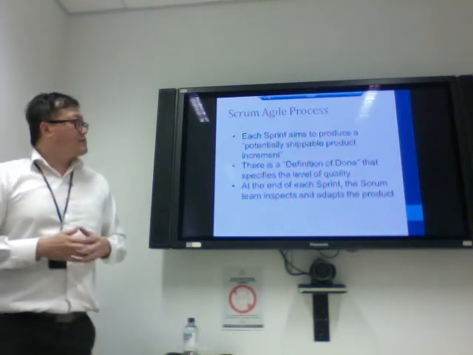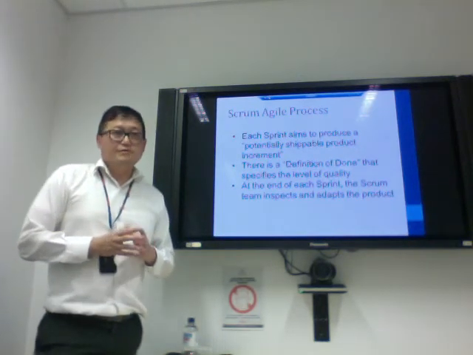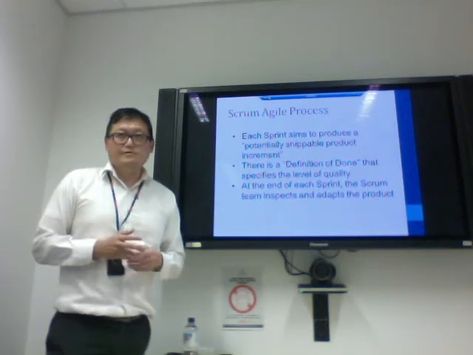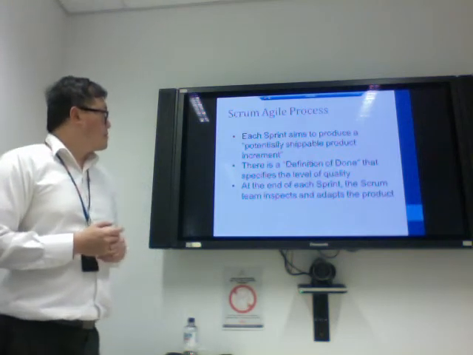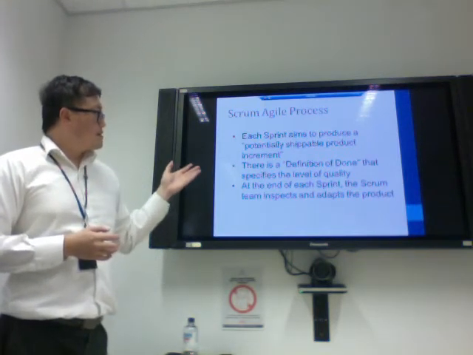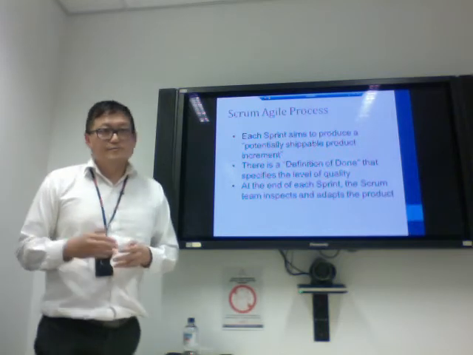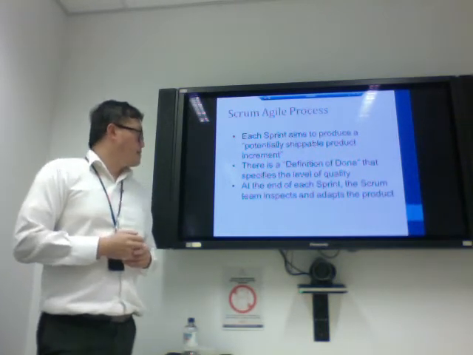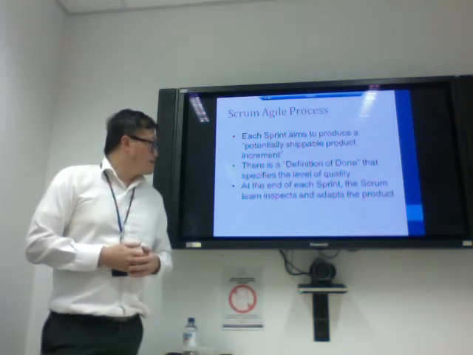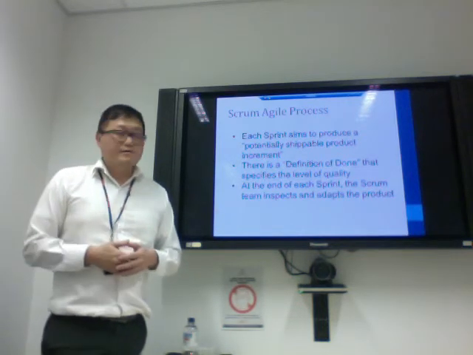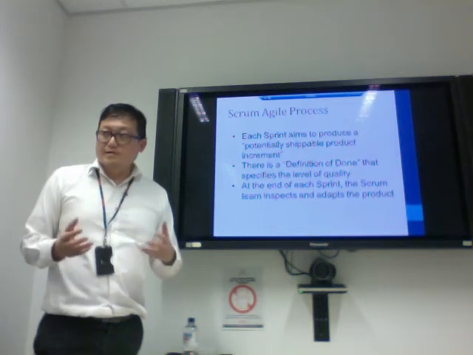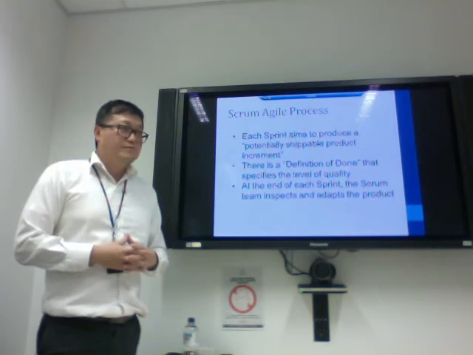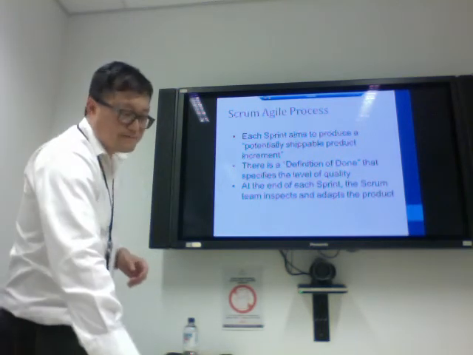So the goal of each sprint is to produce a potentially shippable product. That's one of the things: when you end the sprint, we want something that we can potentially deliver to the customer. And for every sprint, there is a definition of done, which specifies what level of quality all the items have to comply with. At the end of the sprint, the Scrum team inspects and adapts the product. So it looks at what work has been done, gets feedback from the stakeholders, and from there, they look at how the product can be improved.